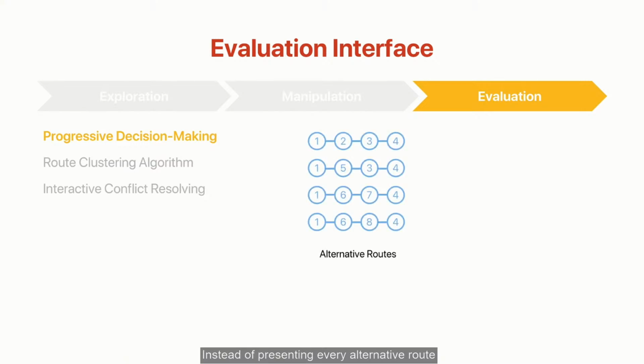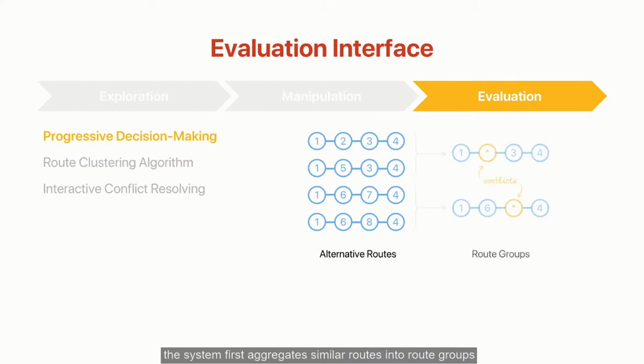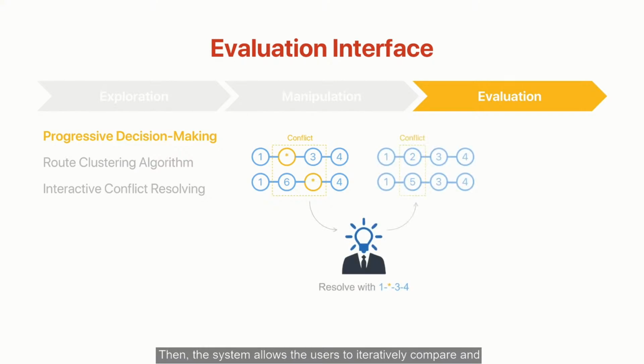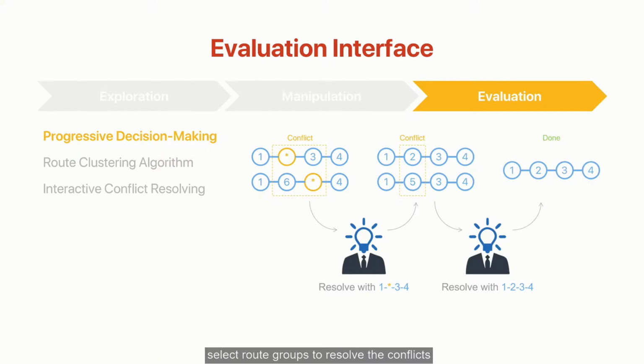Instead of presenting every alternative route, the system first aggregates similar routes into route groups. The different paths in each group are called conflicts. Then, the system allows users to iteratively compare and select route groups to resolve the conflicts, and the best routes can be obtained eventually.